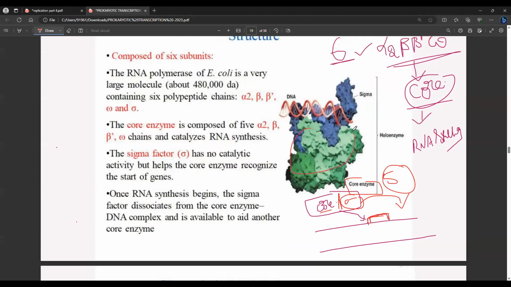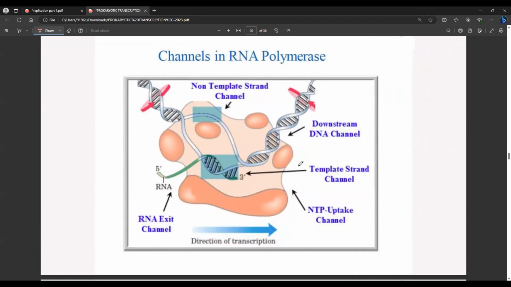This entire green color you can see, right? That is called the core enzyme. Whenever the core enzyme is associated with the sigma factor, the blue color one, then only, friends, we call the enzyme a holo enzyme. What is the meaning of a holo enzyme? Holo means complete enzyme. You can call an enzyme a complete enzyme when it contains the core subunits plus the sigma factor. Never get confused.